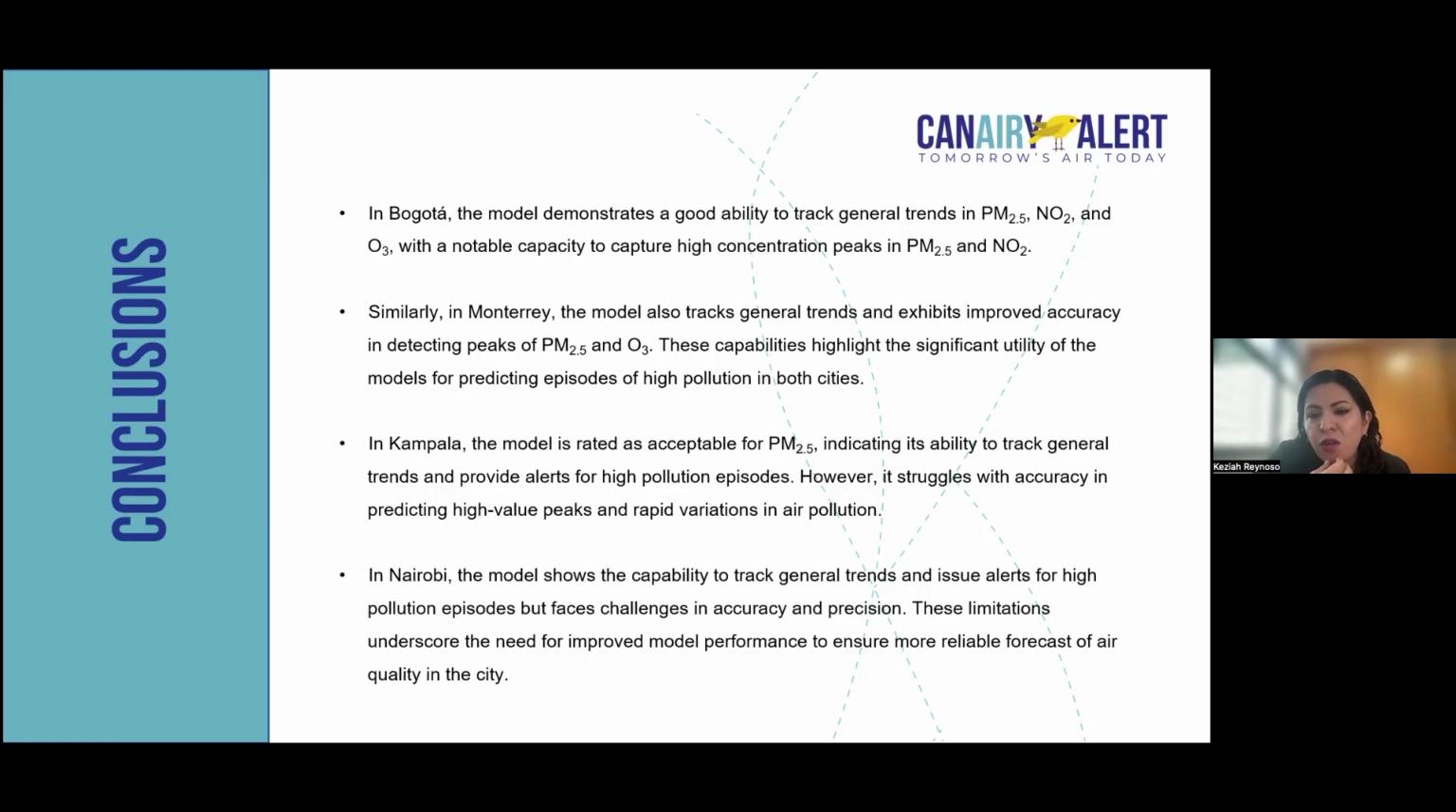In Kampala, the model is rated as acceptable for PM 2.5, indicating its ability to track general trends and to provide alerts for high pollution episodes. However, it struggles with accuracy in predicting high-value peaks and rapid variations in air pollution.